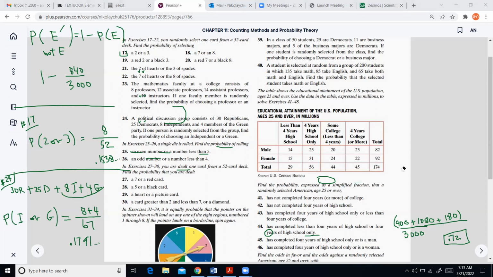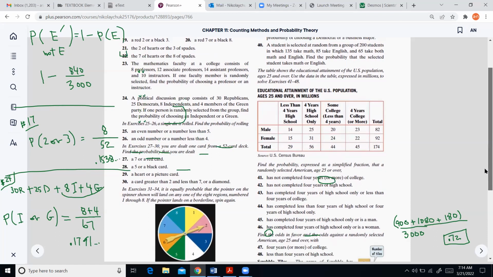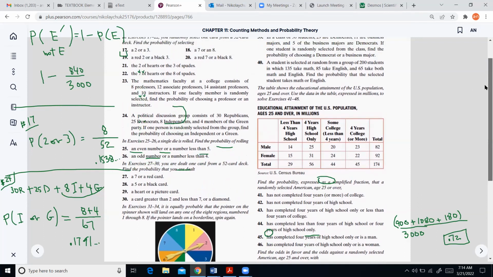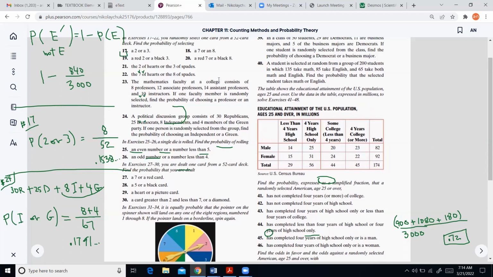Looks like we have a table again. So the table that talks about educational attainment. So this little table that has problems from 41 and on. Actually, do it up to problem 46, because I don't want to talk about odds. That's something that usually is not being covered. So we'll go up to problem number 46 in this section. So try 41. I think that'd be a nice exercise.